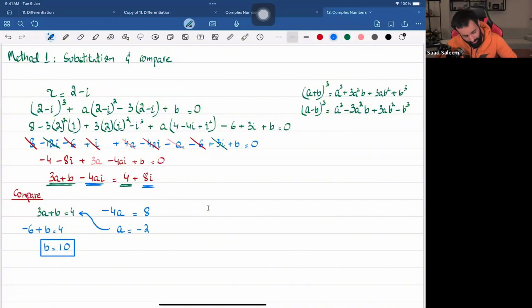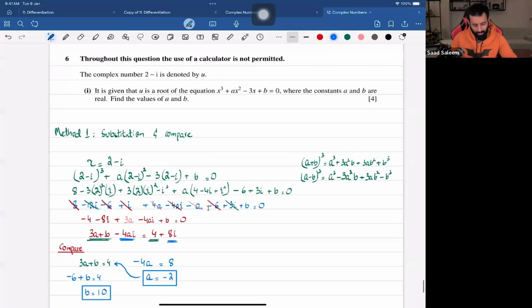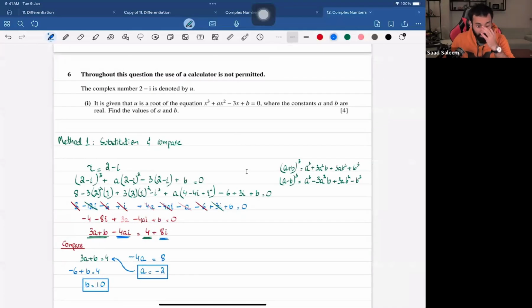So we have b and we have a. And let's see what the question wanted. Yeah, the question wanted us to find out the values of a and b, which we have. Now, as always, take a good look at it. Let me know if you have any questions.